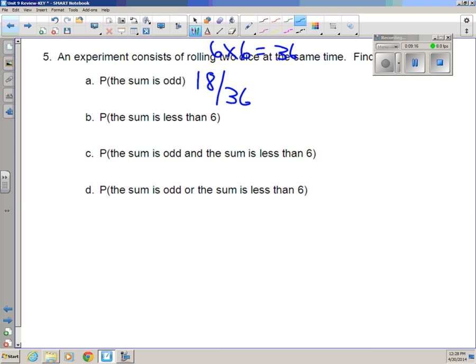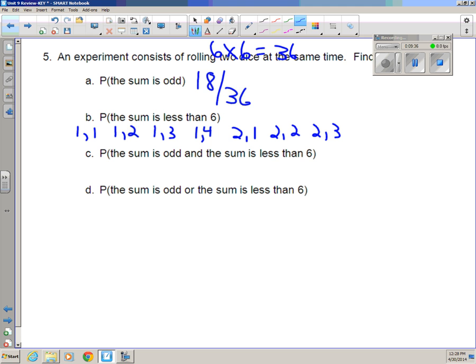Well, if I do a dice chart and I look for the sum being less than 6, I'm going to write this one out for you. I could have a 1 with a 1, I could have a 1 with a 2, a 1 with a 3, a 1 with a 4. I could also have a 2 with a 1, a 2 with a 2, a 2 with a 3.